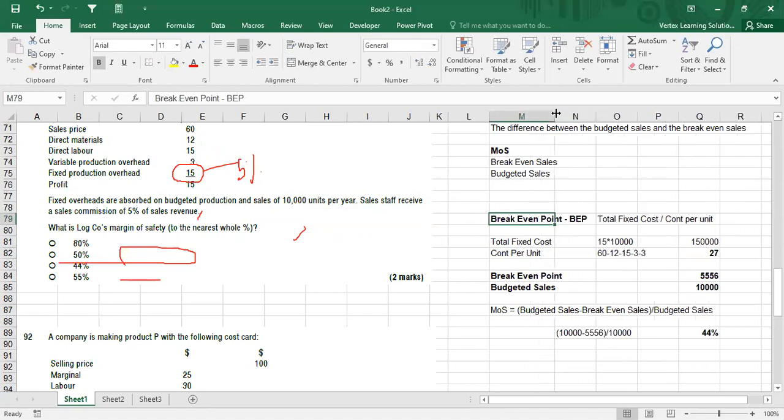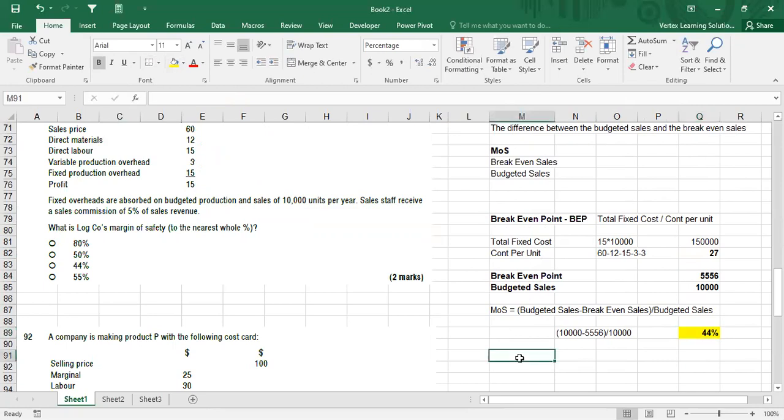Now, just one question here. So 44% should be the answer, which is option C. So you have got a margin of safety, which is 44%. Now the question is finished. Okay, we have done. Just one quick question.